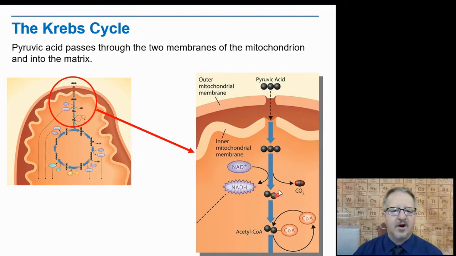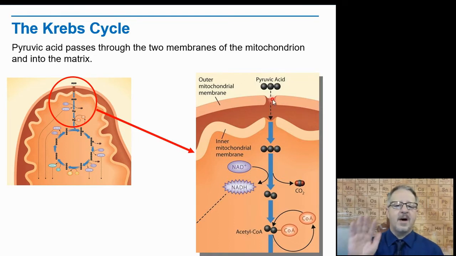So remember, we're counting the carbons. Each pyruvic acid has 3 carbons in it. It gives off 1 carbon to a carbon dioxide, and now it's a 2 carbon molecule, and it's going to interact with coenzyme A, that's a CoA here, to form acetyl-CoA. Now, before it becomes acetyl-CoA, it goes from being a pyruvic acid to being an acetic acid. That's what this 2 carbon molecule is. The acetic acid then interacts with the coenzyme A to become acetyl-CoA.